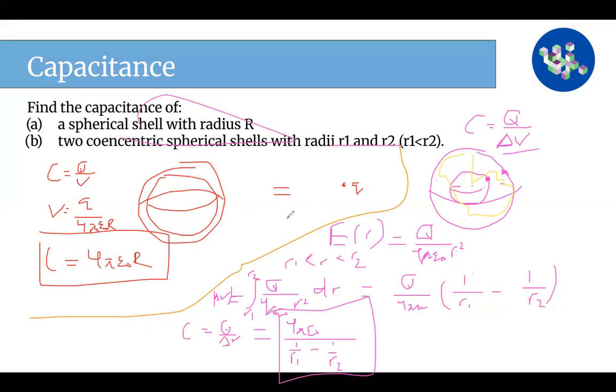So remember, we define capacitance as the charge divided by the voltage, or the change in voltage. In the first case, we just look at the voltage because it's just one spherical shell. In the second case, we look at the change in voltage between the two shells because it's two shells. Remember, you find the voltage from the electric field, and the rest is just simple algebra, and you should be able to work it out. Let's move on to the next question.